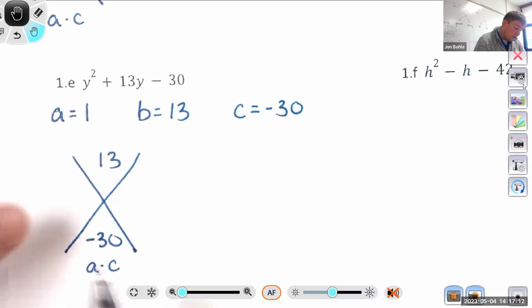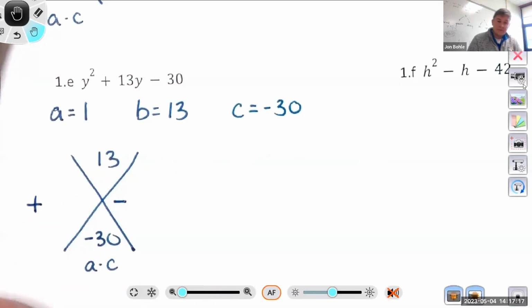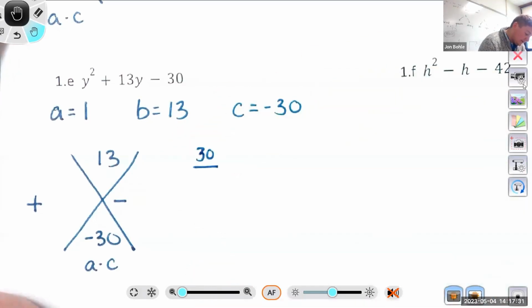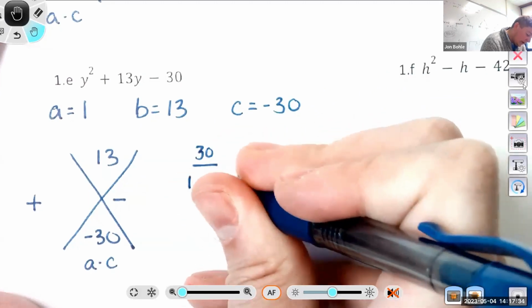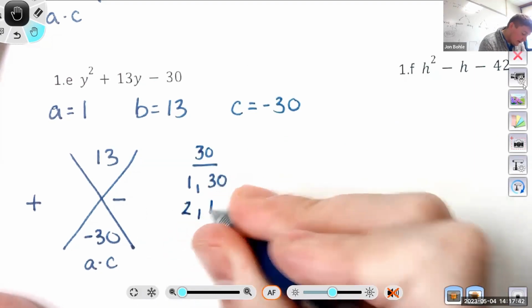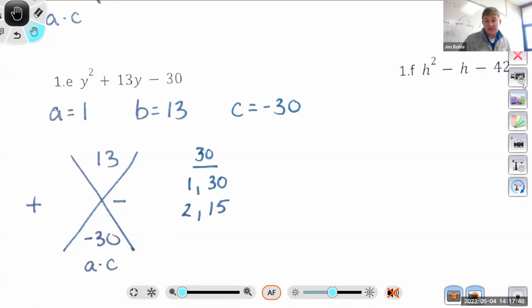Since I'm multiplying to a negative, anytime you multiply to a negative, that means you're going to have one positive number and one negative number. It might be easier for you to think about what numbers subtract to 13, instead of add. So let's go through it. Here I know that I'm multiplying to 30 and I'm going to subtract to 13. So my first combination is 1 and 30. 1 and 30 would subtract to 29. I'm trying to get to 13. That's not going to be it. Next one would be 2 and 15. Okay, these do subtract to 13. So this is my combination, but now it's a matter of which one is positive and which one's negative.